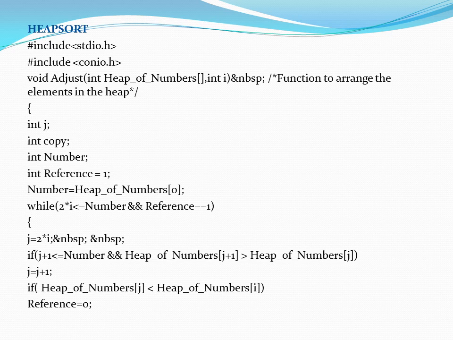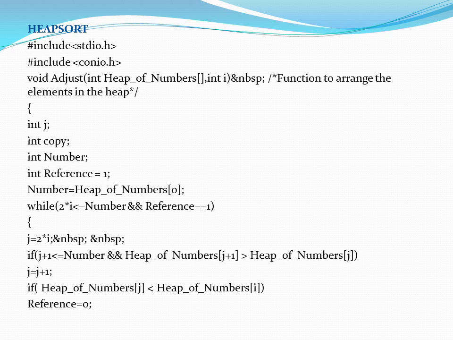Next, program for heap sort. In the last videos, I explained about heap, constructing a heap and everything. Here is the program for sorting using heap structure. The function is adjust. It is used to arrange the elements in the heap. For this, first we are setting the reference as 1, then number equals heap of 0. While 2*i is less than or equal to number and the reference is 1, j equals 2*i. 2*i is used to find the child nodes.